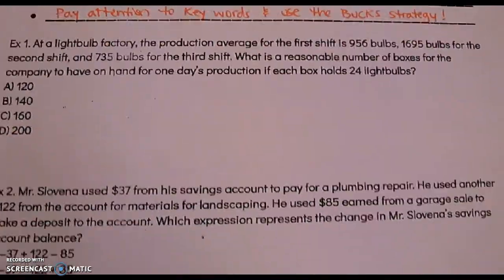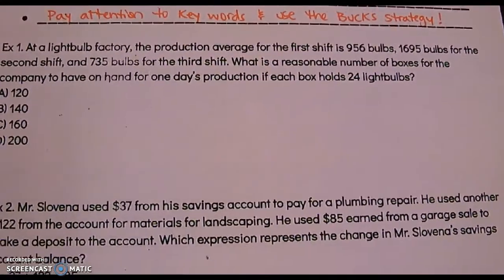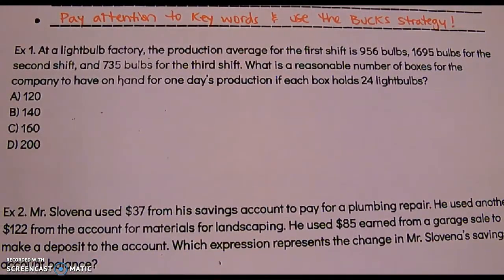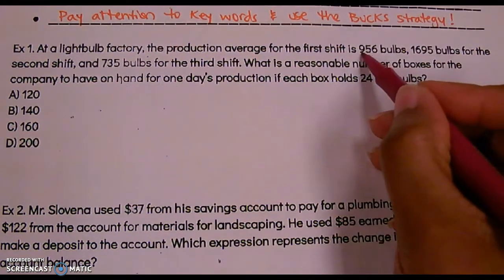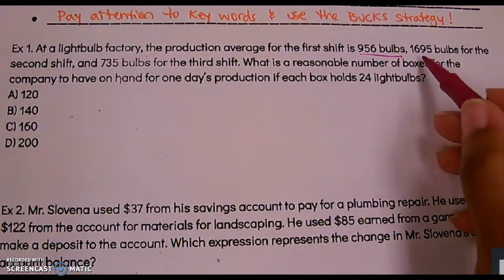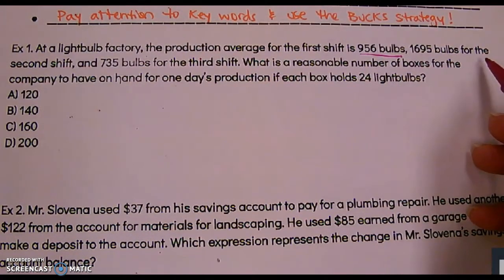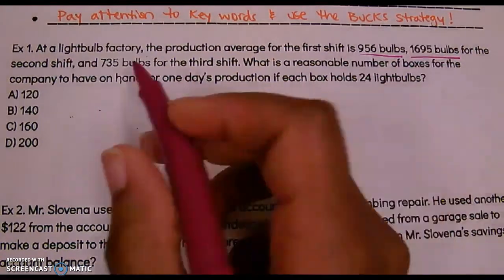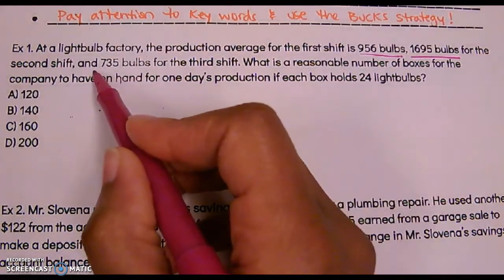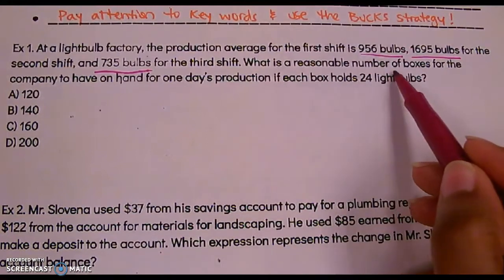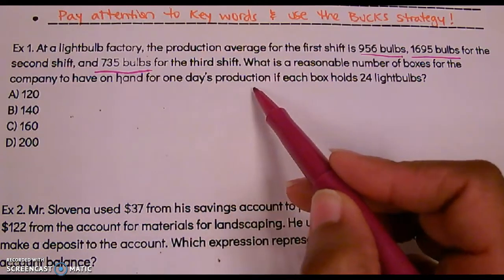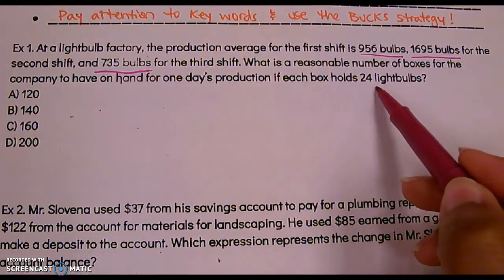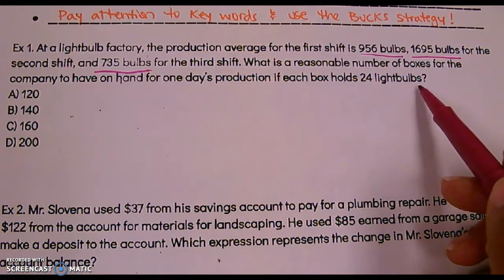Our first example question says, at a light bulb factory, the production average for the first shift is 956 bulbs. I'm going to underline that because that's important. 1,695 bulbs for the second shift, and 735 bulbs for the third shift. What is a reasonable number of boxes for the company to have on hand for 1 day's production if each box holds 24 light bulbs?